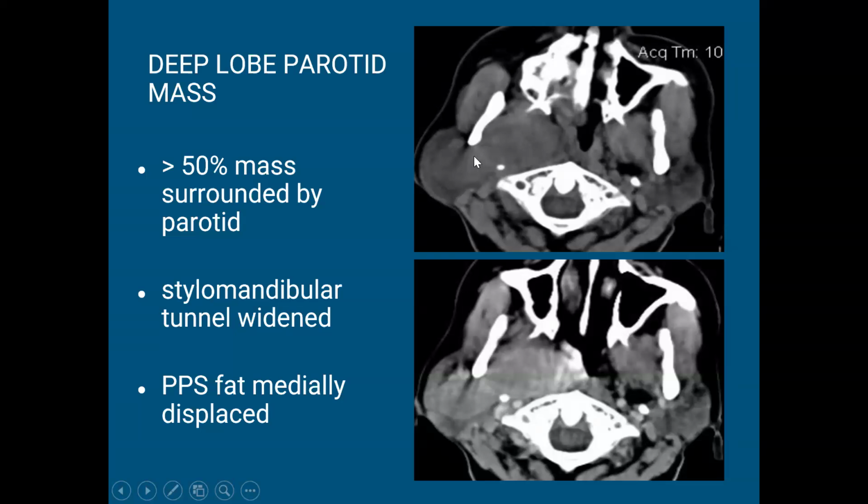And in this case, where we have a mass lesion, we can see this tunnel widened, and also we can see the parapharyngeal fat, which is displaced anteromedially by this mass lesion. We can compare it with the left side. That's the normal parapharyngeal space on the left side. Here, because of the mass, it is displaced anteromedially by the parotid space lesion. So this is one of the examples of displacement of the parapharyngeal space in the case of a parotid space lesion.